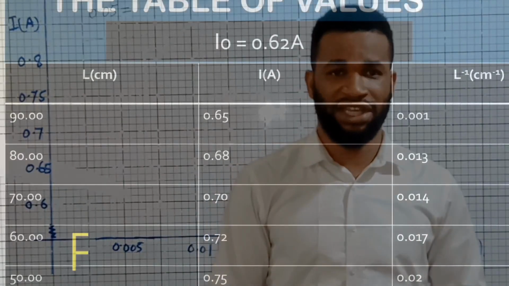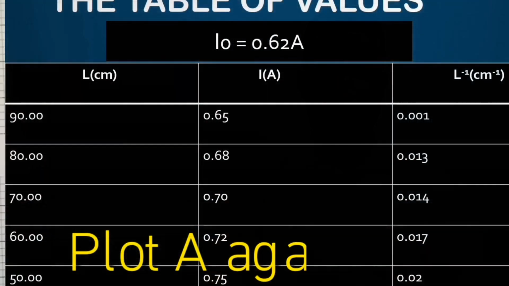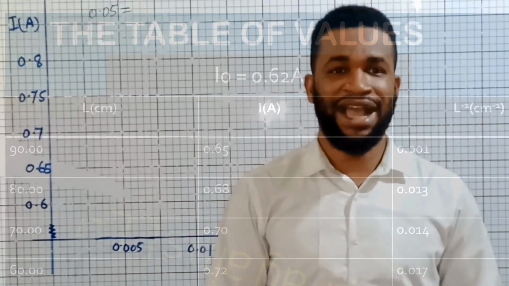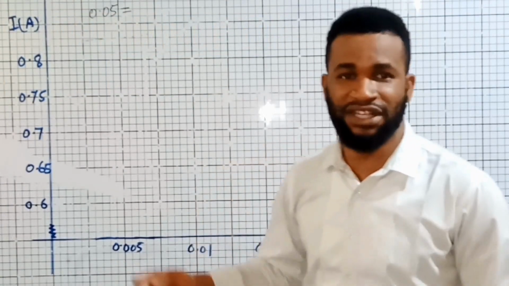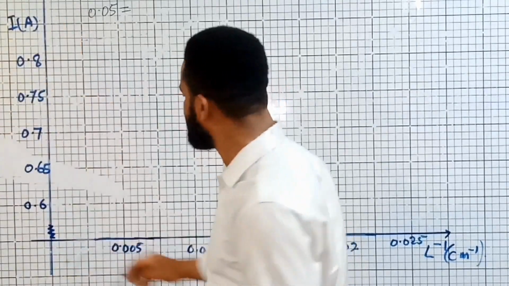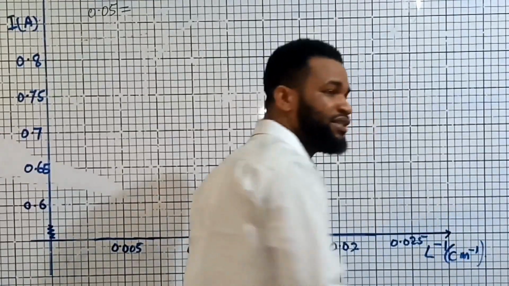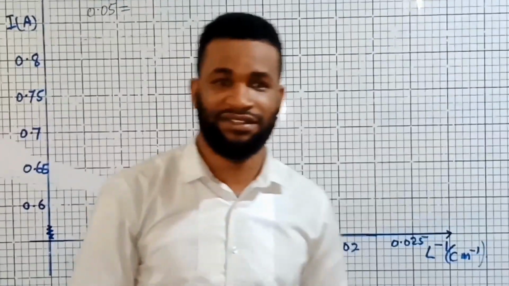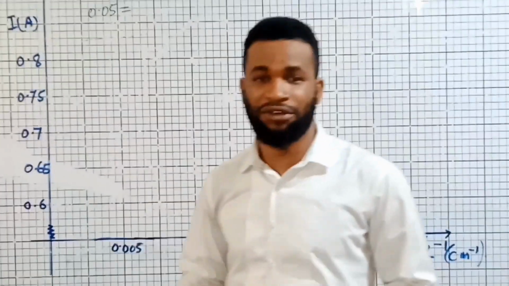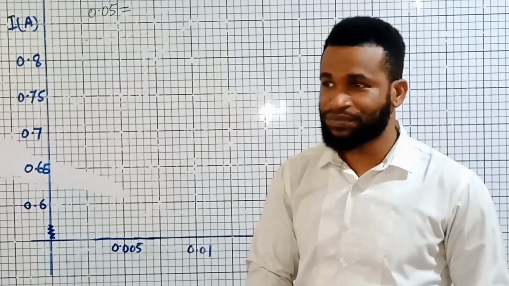What I'm going to do today is to plot a graph. The graph I'm going to plot is current against L inverse. As you can see on the board, I represents current, and L inverse represents length. So I'm going to show you how this graph can be plotted.